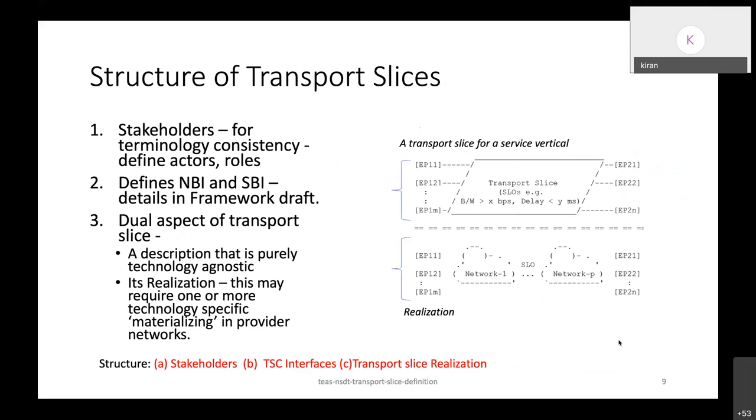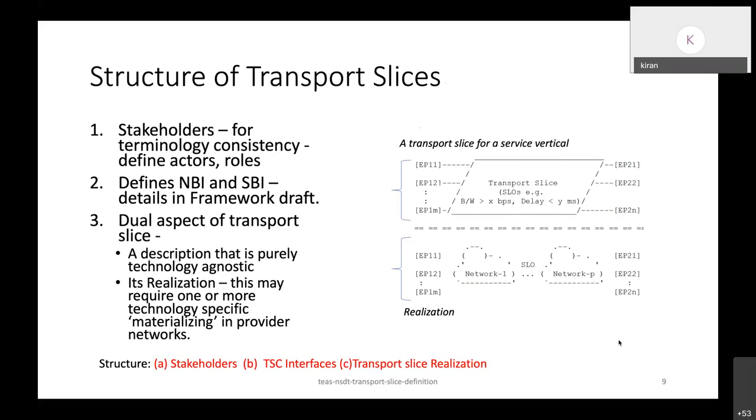And then obviously the structure part of the transport slice only provides some of the terminology that is actually explained in much greater detail in the framework document. And the things we talk about is transport slice controller or orchestrator. We want everybody to use that terminology consistently, not in a different manner. So what is the meaning of NBI and SBI in case of transport slices? That is covered in this section, and it is always with reference to the transport slice controller.